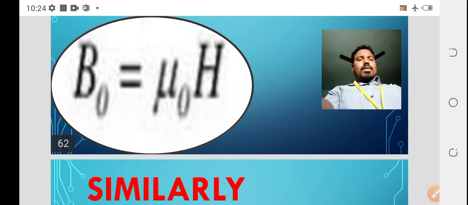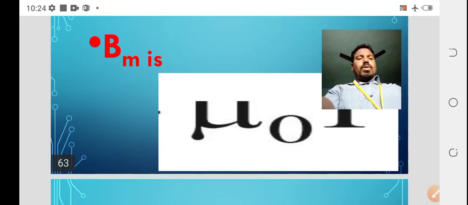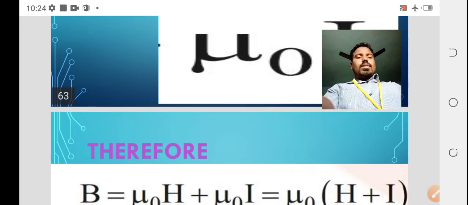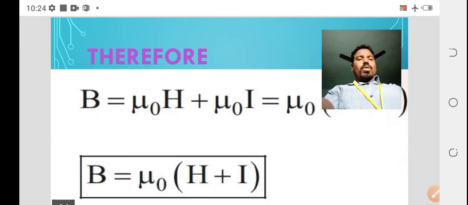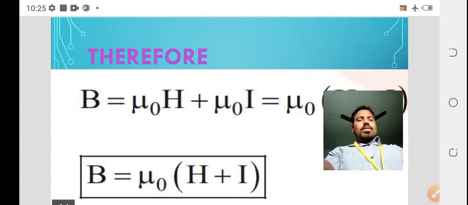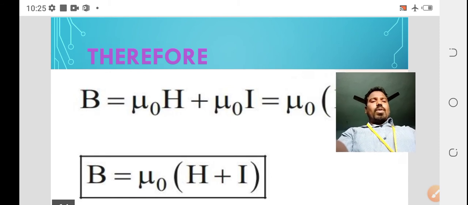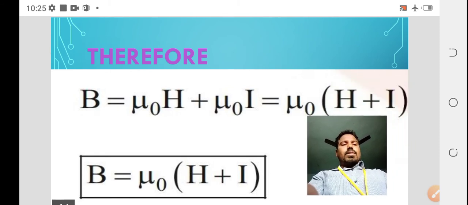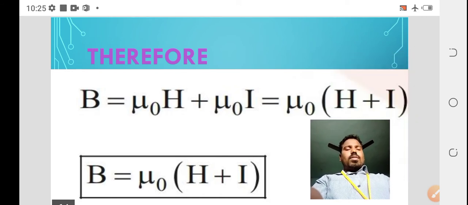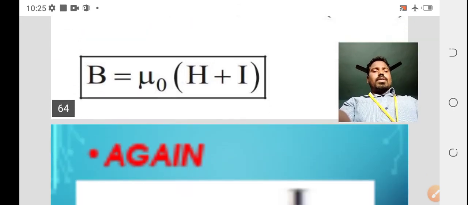B naught can be considered as mu naught H. Similarly, Bm is considered as mu naught I. If you replace those values in the formula, then B equals mu naught H plus mu naught I, where mu naught is common. Therefore B equals mu naught of H plus I.